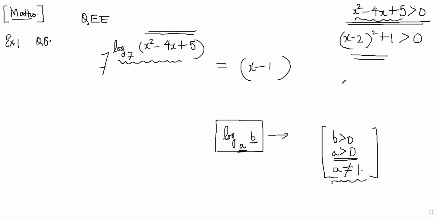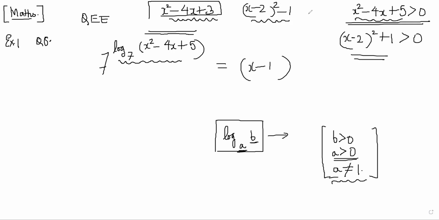In case this condition was not true, you would have to exclude those values of x which make it less than 0 or equal to 0. Suppose I had written x square minus 4x plus 3 here. Then it is not necessary that this expression is always positive, because it would have been x minus 2 whole square minus 1, which is not necessarily always positive. So in that case, I would have to remove the cases where it becomes 0 or less than 0. Those values of x are not allowed. In this case, there is no such problem.